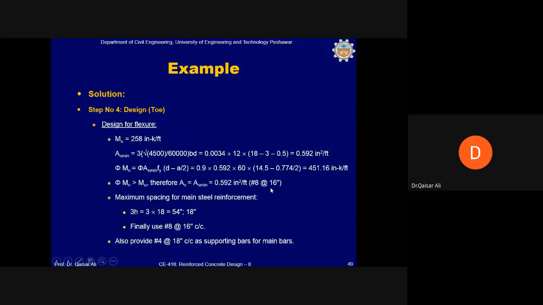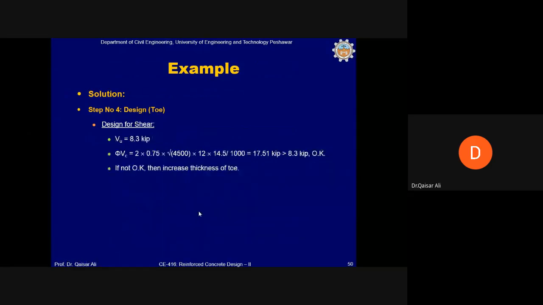If you use number 8 bar, the spacing required is 16 inch, which is greater than 18 and all this, so this number 8 at the rate of 16 spacing is enough. For shear, in the shear force diagram, VU equals 8.3 kip, and phi VC is 17.51 kip. So toe is also safe against shear. Otherwise, you will increase the thickness of the toe.